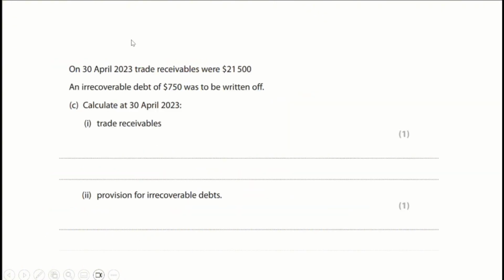On 30th April 2023, trade receivables were 20,500 and irrecoverable debt of 750 was to be written off. Calculate at 30th April 2023 trade receivables. So basically you have to find the net trade receivables, which should be 21,500 take away 750.